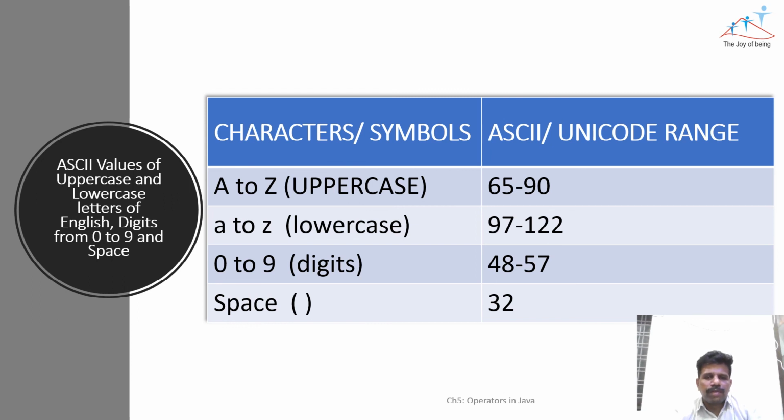You can see the difference here: there is a difference of 32 between capital A and small a. For digits 0 to 9, for 0 it is 48, and for 9 it is 57. For space, the ASCII value is 32. This is for reference only.